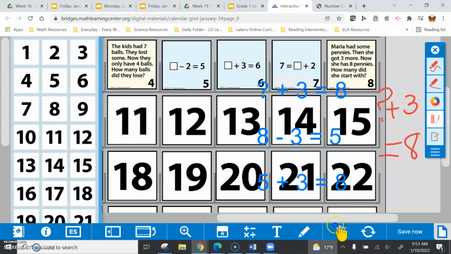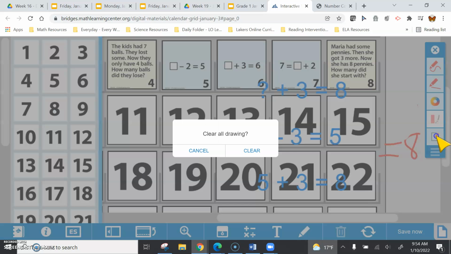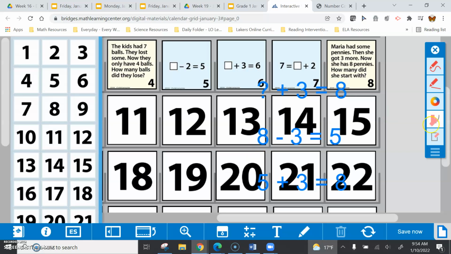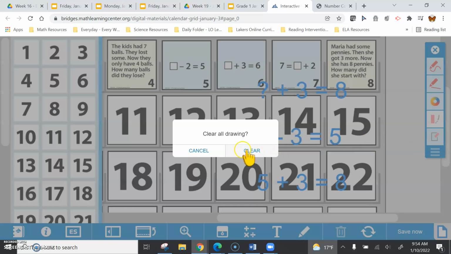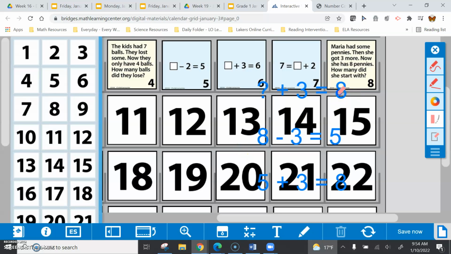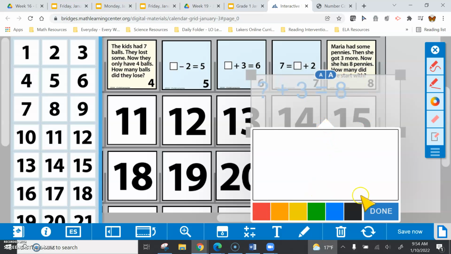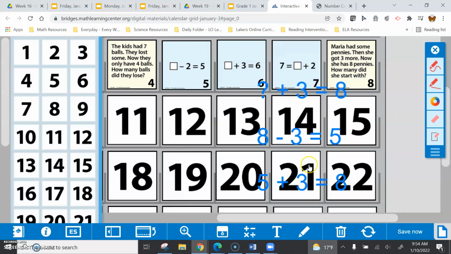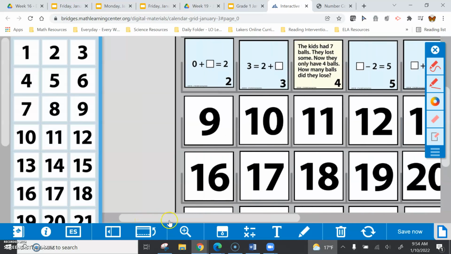So I'm going to actually try to take that off of our screen. We'll get this part off. We'll erase those. Yes, we're going to clear all of the drawings. And we're even going to clear this information. Let's move over to our next one.